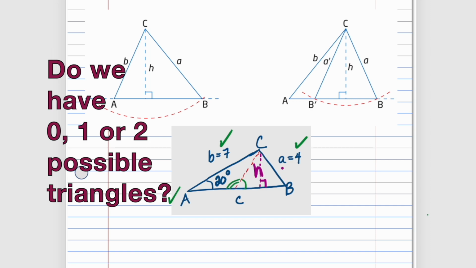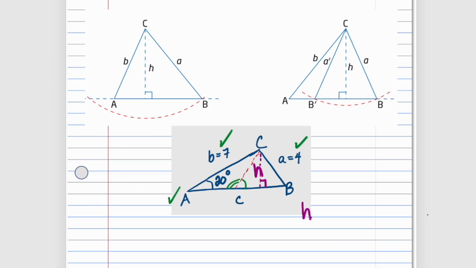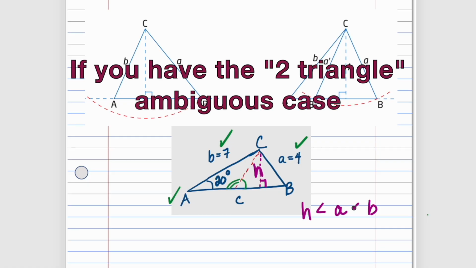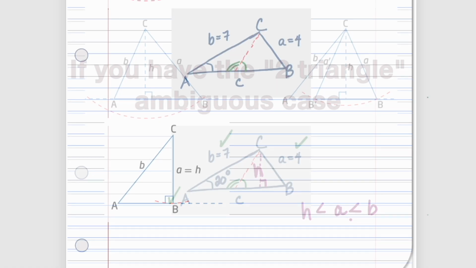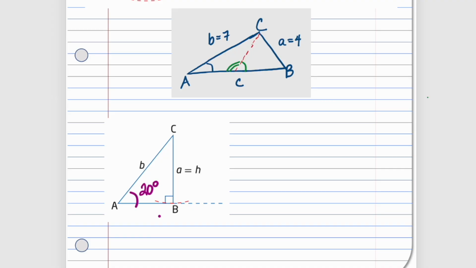And how you figure that out is find the value of H. H needs to be the shortest side. A will be longer and B will be the longest. We say that H has to be less than A and A has to be less than B. How do you find H? We know in our example, angle A is 20 and B is 7. We could use the sine ratio.